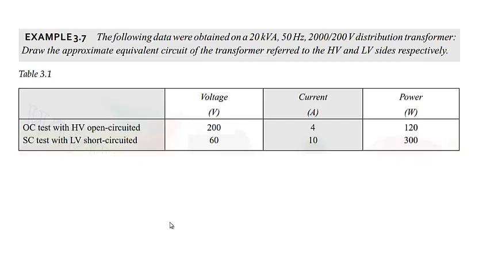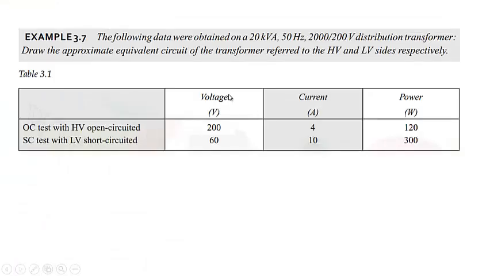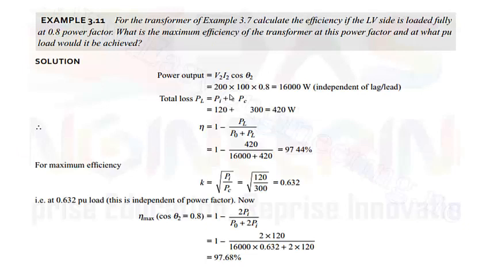Now let us try to do some numericals. The following data were obtained at a 20 kV, 50 Hz to 2200 distribution transformer. Draw the approximate equivalent circuit of the transformer. This is actually the old problem, so using the same data, we have this problem to do for the transformer of example 3.7. Calculate the efficiency. The low voltage side is loaded fully at 0.8 power factor.